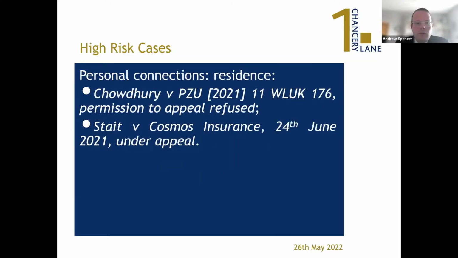Now, there are some other cases about personal connections and residence, and these two cases that I've put up here really do pull in rather different directions. In the Chowdhury case, the question that was being grappled with was whether an individual was resident in England. Now, he had been in Germany since 2018, seeking medical treatment for injuries arising from a road traffic accident.